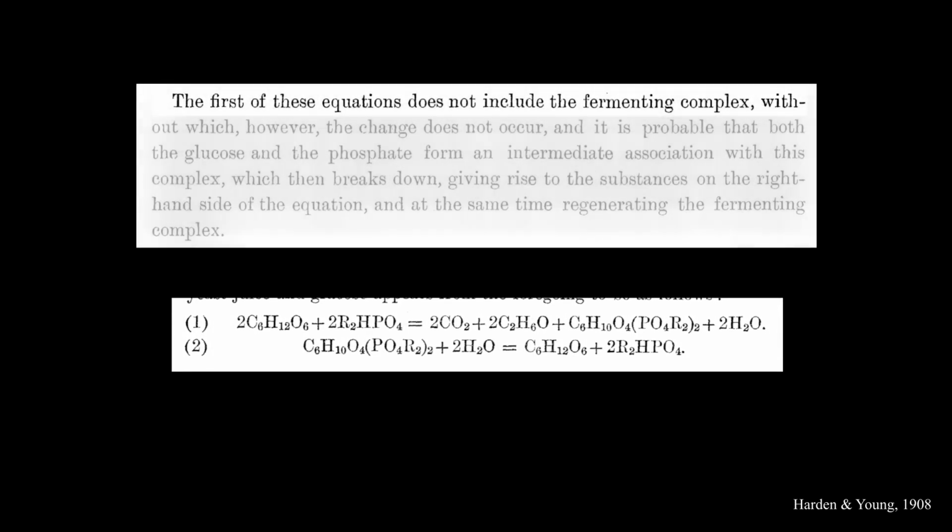The authors noted that the first of these equations does not include the fermenting complex, without which, however, the change does not occur, and it is probable that both the glucose and the phosphate form an intermediate association with this complex, which then breaks down, giving rise to the substance on the right-hand side of the equation, and at the same time regenerating the fermenting complex.